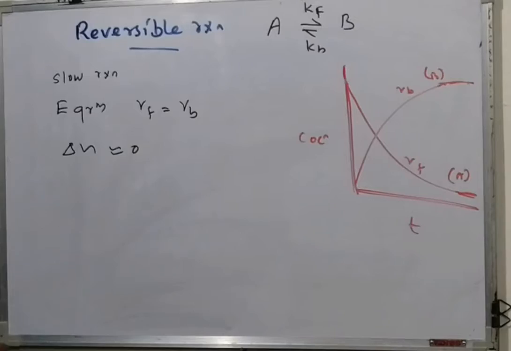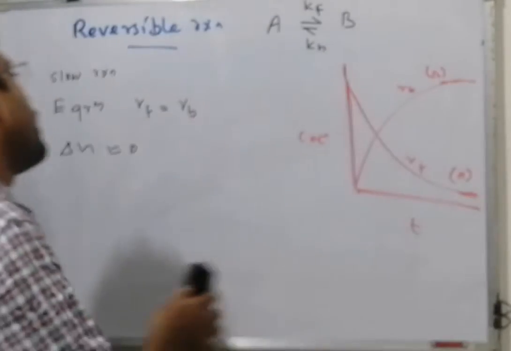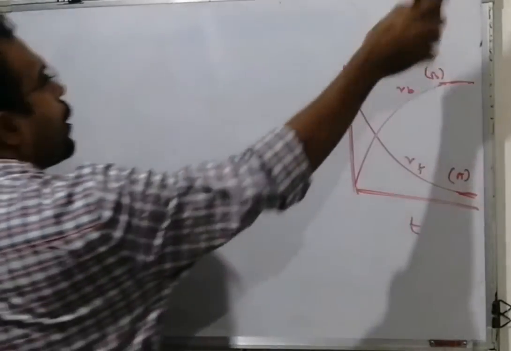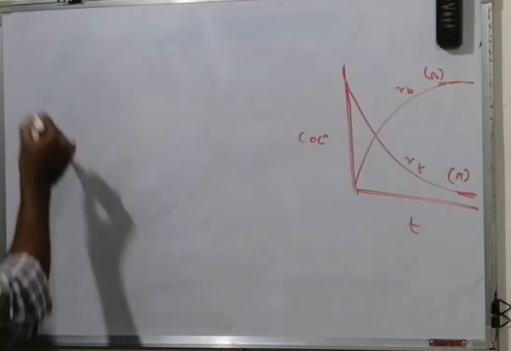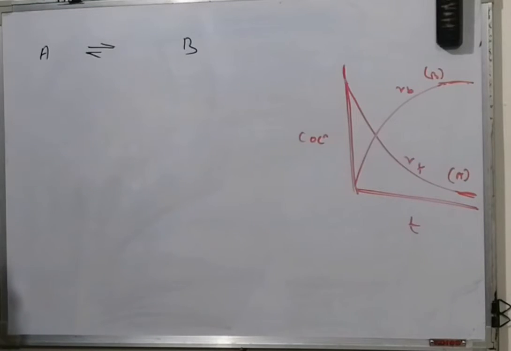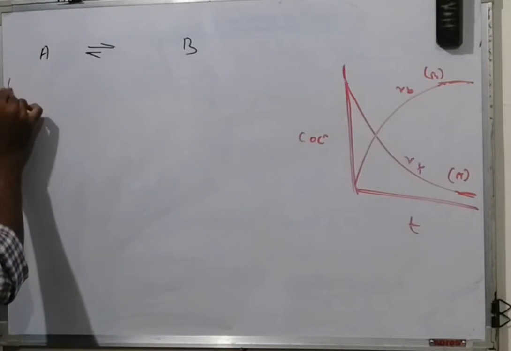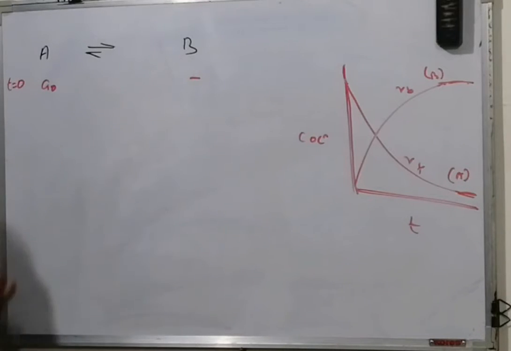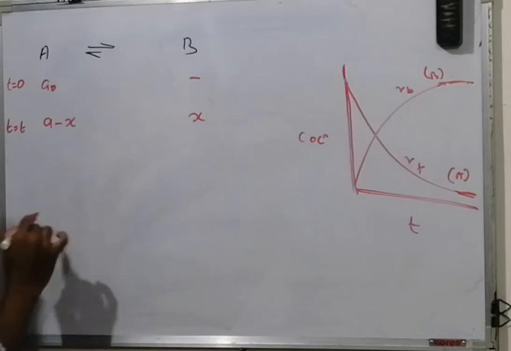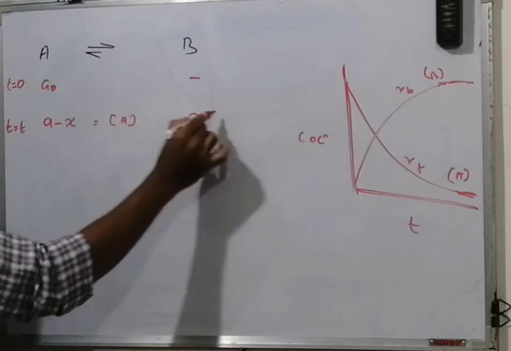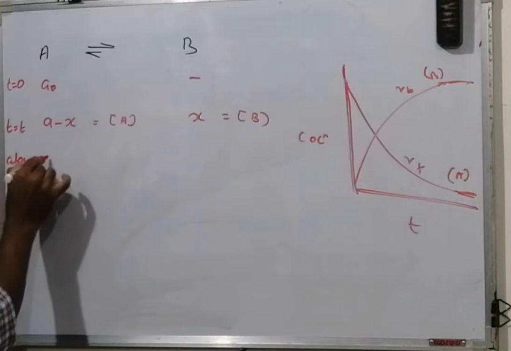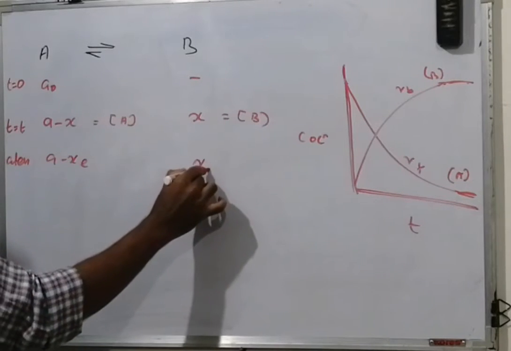Okay. How can we derive the chemical kinetics here? Write the equation for this. You see, this is our reaction, A in equilibrium with B. Initially, at t equal to 0, only a0. At t equal to t, a minus x. This a minus x can be called A, and this x is called B. At equilibrium, a minus xe and xe.